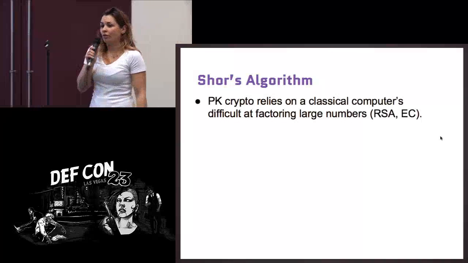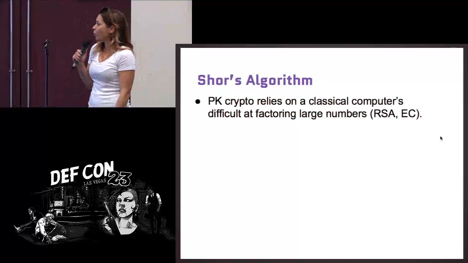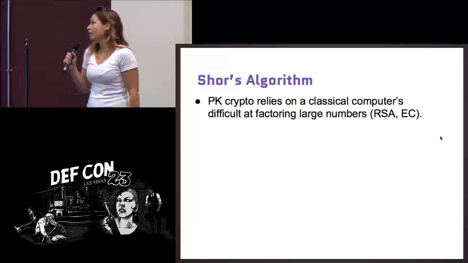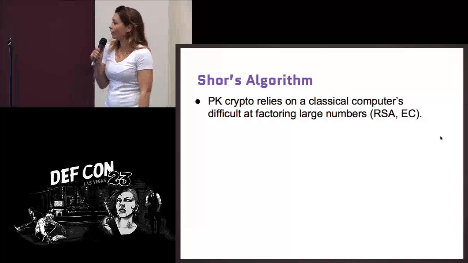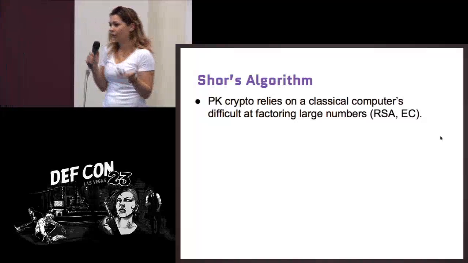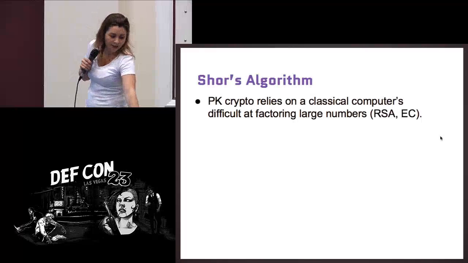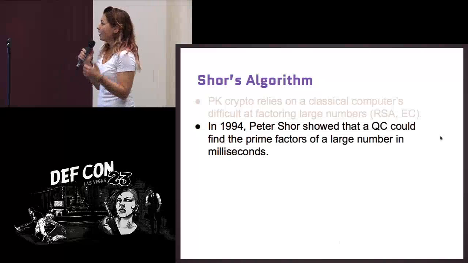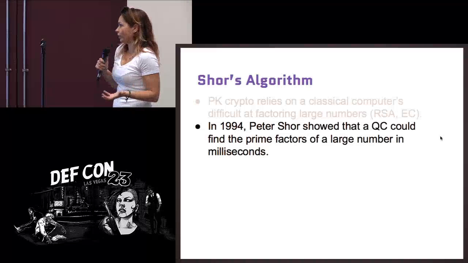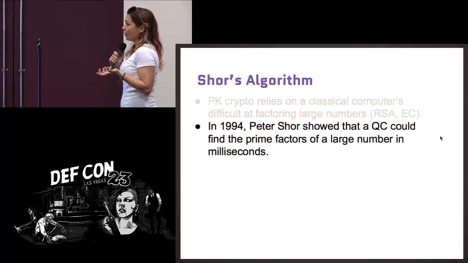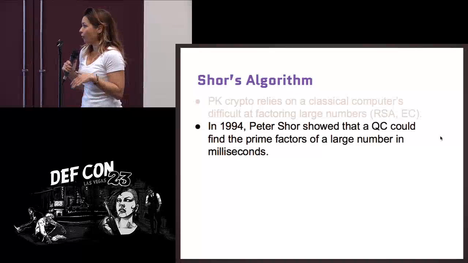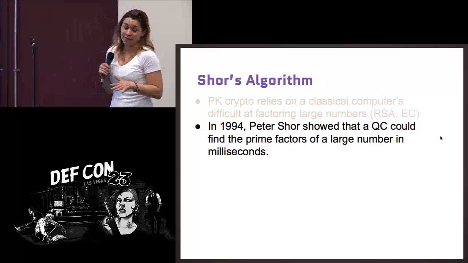So now we can go to Shor's algorithm. That's probably one of the breakthroughs of quantum computing. We all know that public key crypto currently relies on the difficulty of factoring large numbers, right? So we have RSA, elliptic curves, and this is because mathematically it's hard to factor these large numbers into primes. But in 1994, Peter Shor showed that you can use a quantum computer to find these prime factors in just a few milliseconds.